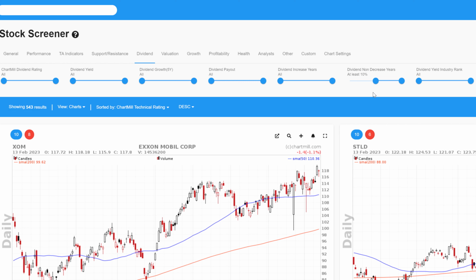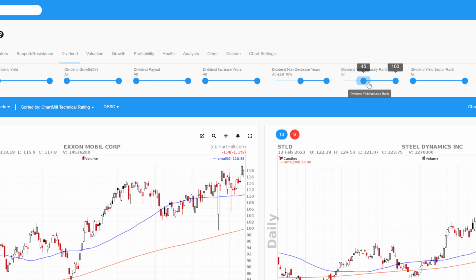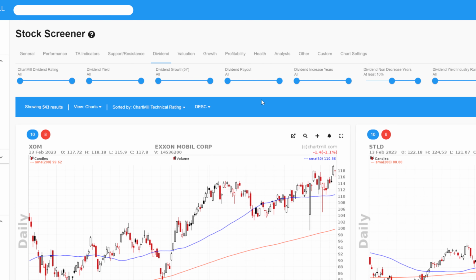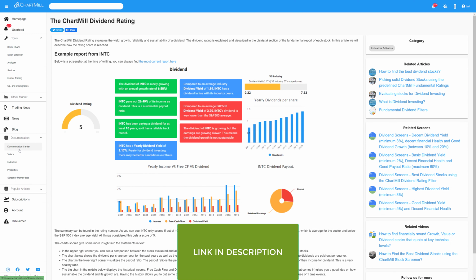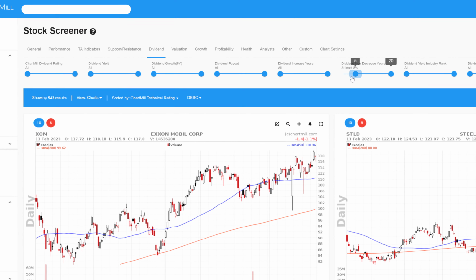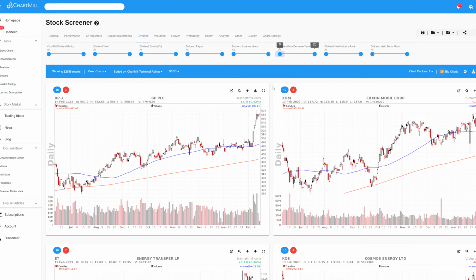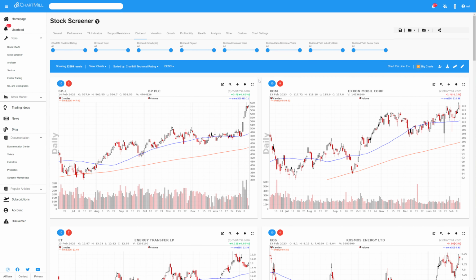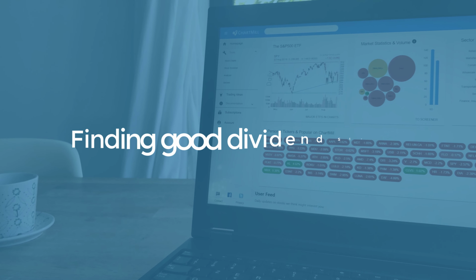In addition, you can compare the dividend yield to industry or sector peers using these last two tabs. And the first tab, the ChartMill Fundamental Rating, is a standard score assigned by ChartMill itself. You can read more about it in this article. In this way, the stock screener offers a total of 8 different dividend filters that, along with other ratios, provide a very powerful tool for identifying good dividend stocks.